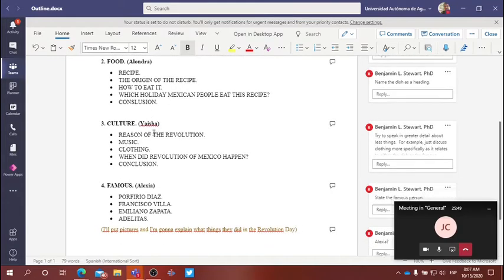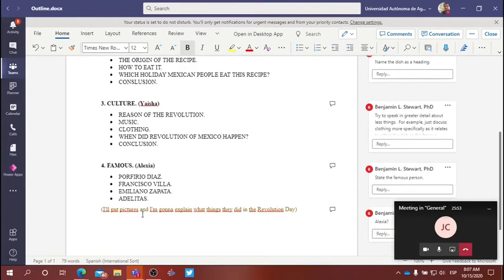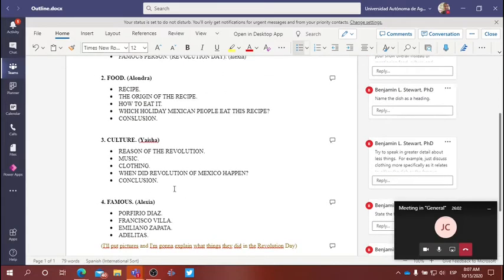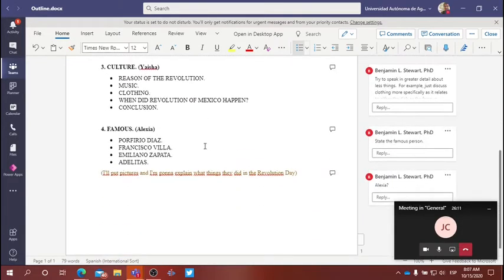Now, I'm going to jump around a little bit here. We've got food, culture, and the famous people. So it looks like the famous people, there are several people mentioned here. And here we have several aspects of culture. So my first feeling before we even get into the food, or maybe my first question, is there a way to speak more deeply about fewer things?